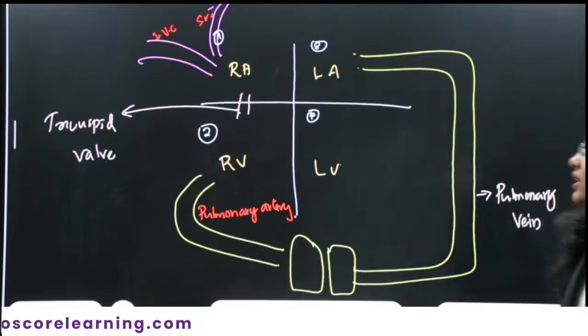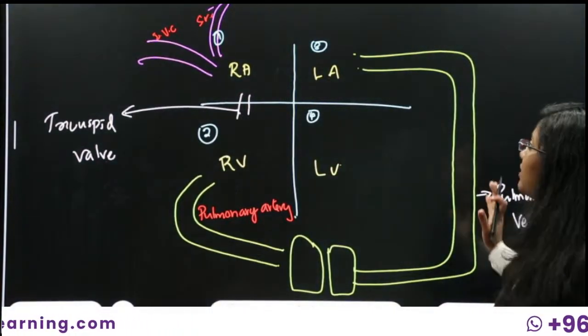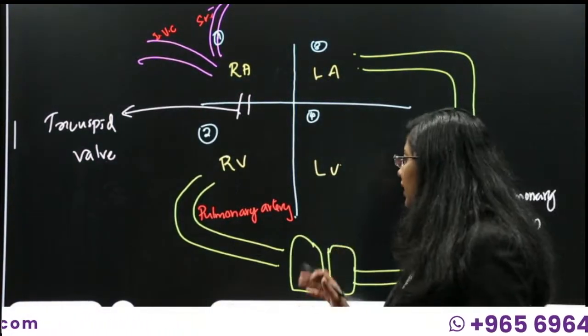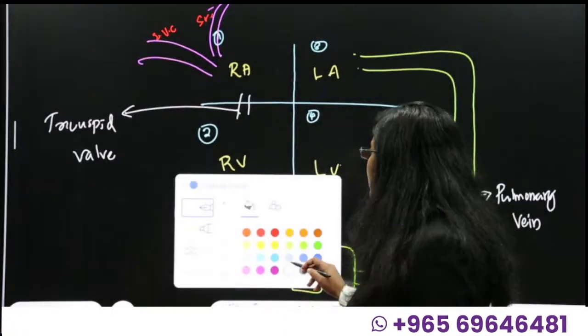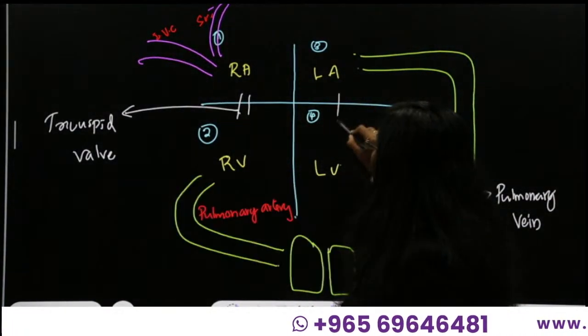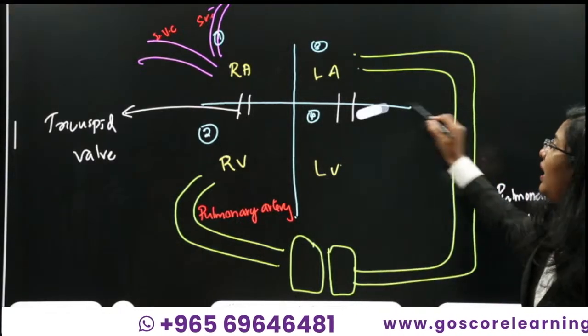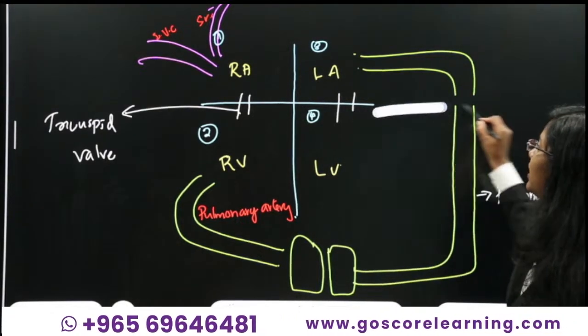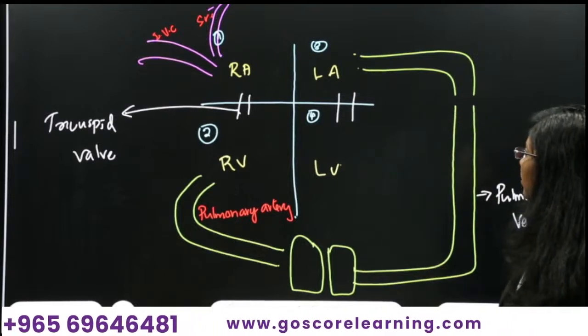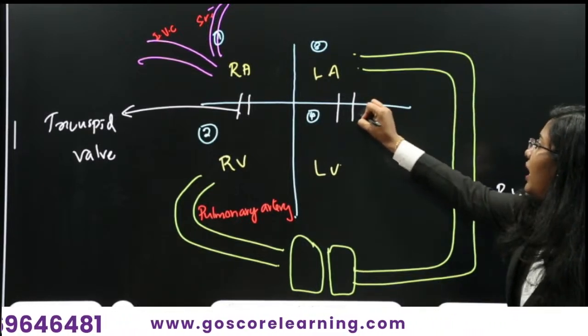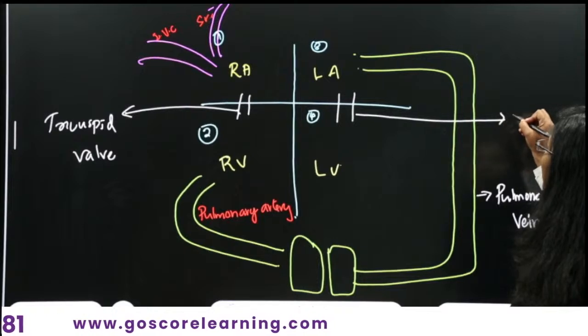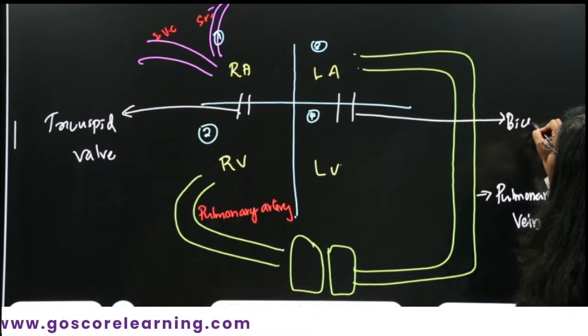Okay, so now the blood enters into the left atrium. From the left atrium, it then moves to the next region. What is the next region? There is a valve between the left atrium and left ventricle, and what is that valve known as? That valve is known as bicuspid valve.